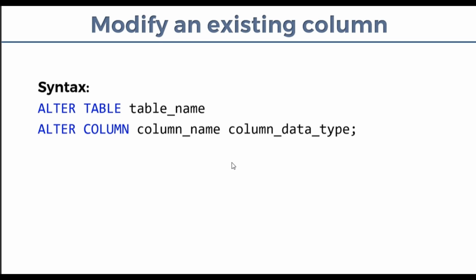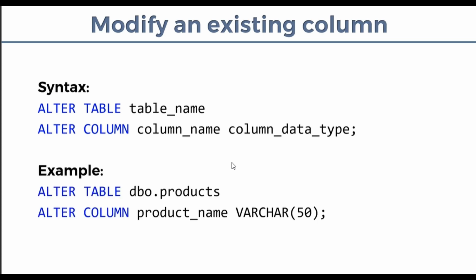Next, suppose you want to modify an existing column. You already have a table, and you want to modify one of its columns. The syntax is alter table, table name, alter column, column name, and the data type you want to change to. If you want to change the data type of a particular column, you write it like this.